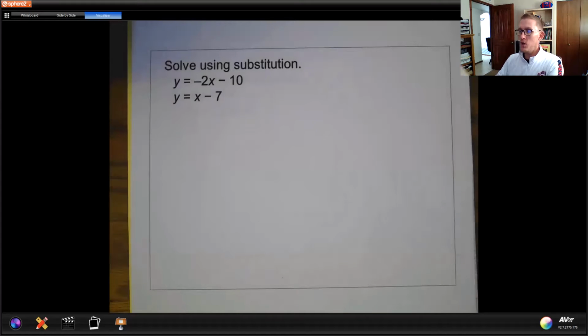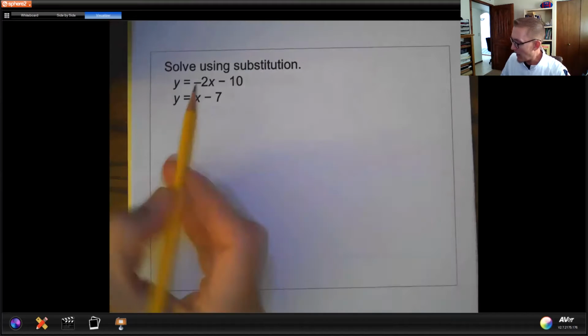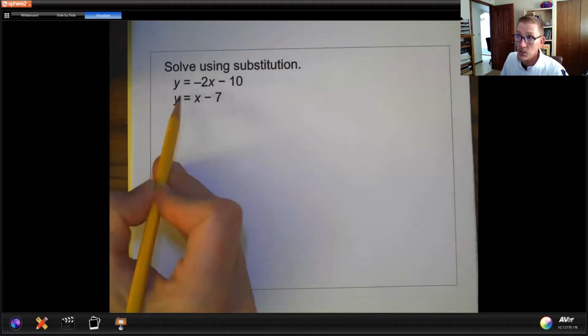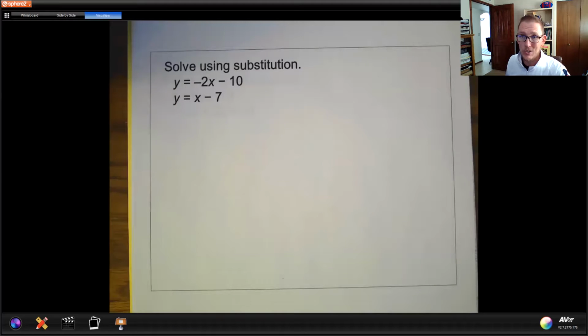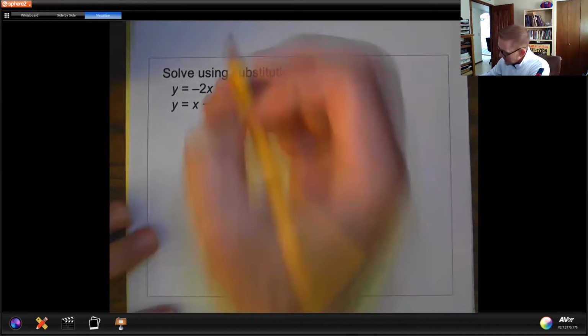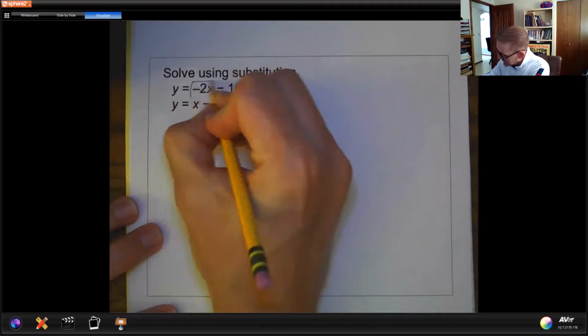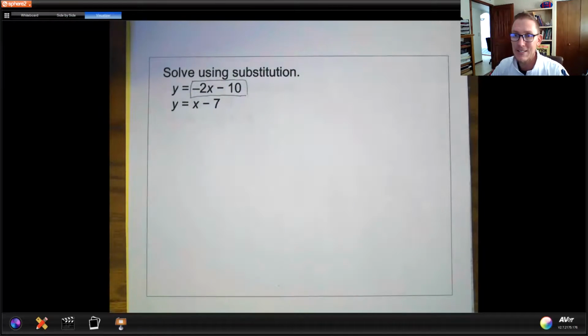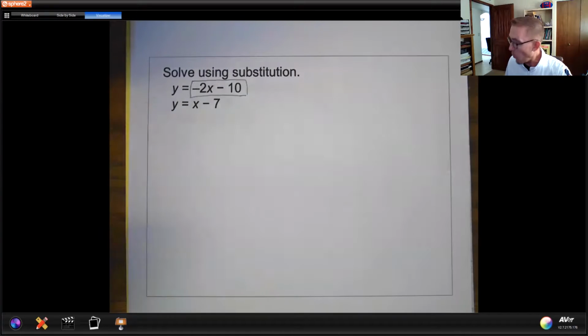If we go through our steps, step 1 said get one of the variables alone in one of the equations. Well, I already have y alone in the first equation, and I actually have y alone in the second equation. So this has already been done for us. Now, what I'm going to do is take this expression, negative 2x minus 10, and that expression is what y equals.